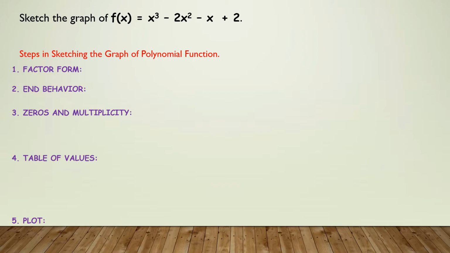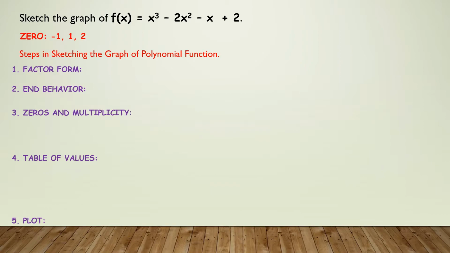Okay, so now let's sketch the graph of f of x equals x cubed minus 2x squared minus x plus 2 using the steps in sketching the graph of a polynomial function. Since we already have the zeros, which are negative 1, 1, and 2, we're going to proceed with the factor form.